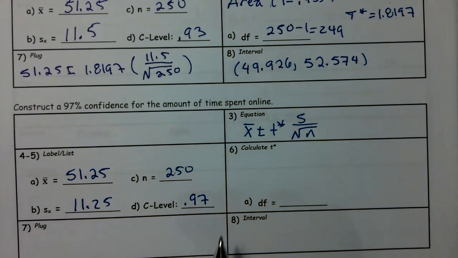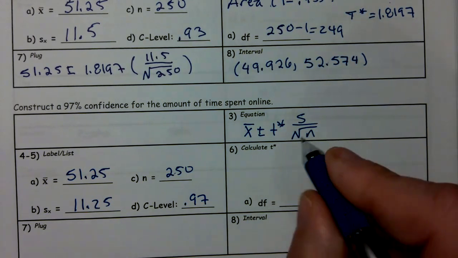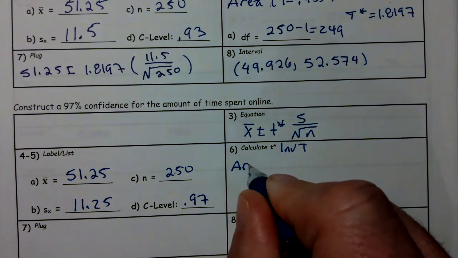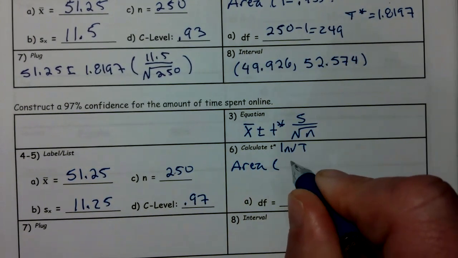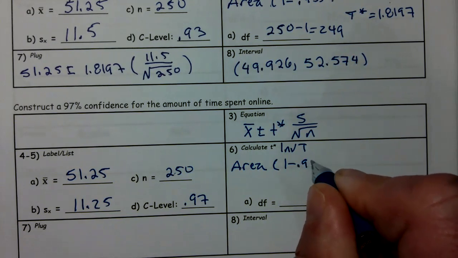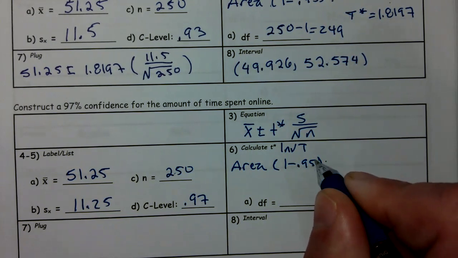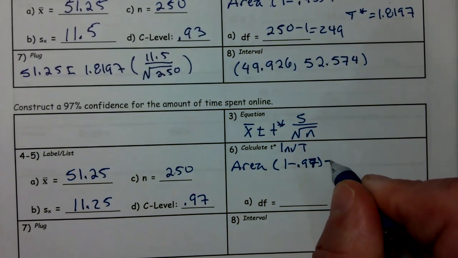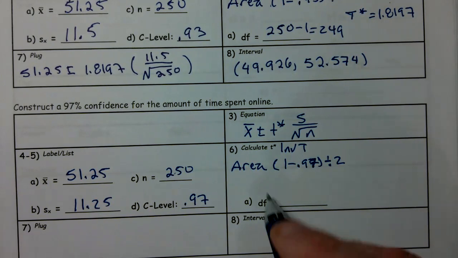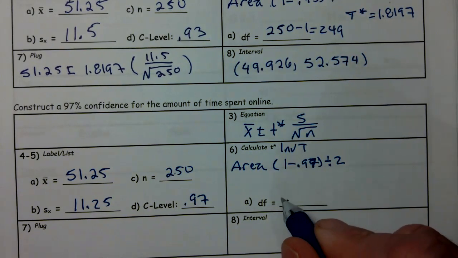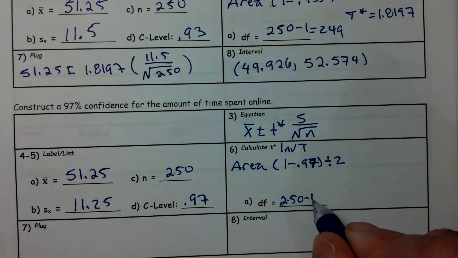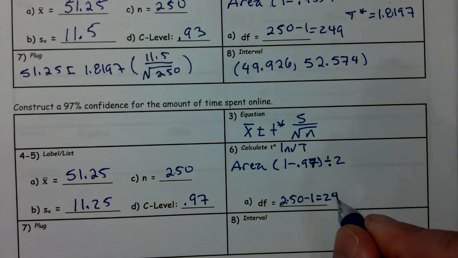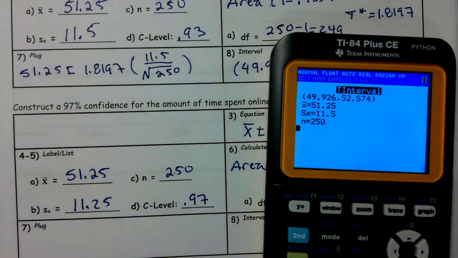By changing it to 97%, our t star is going to change. We're still going to do an inverse t, and it still asks for our area, and our area is going to be 1 minus 0.97, divided by 2. And it asks for our degrees of freedom, which is still exactly the same, 250 minus 1. Or we could have just written the 249, either one. So let's go ahead and do that.